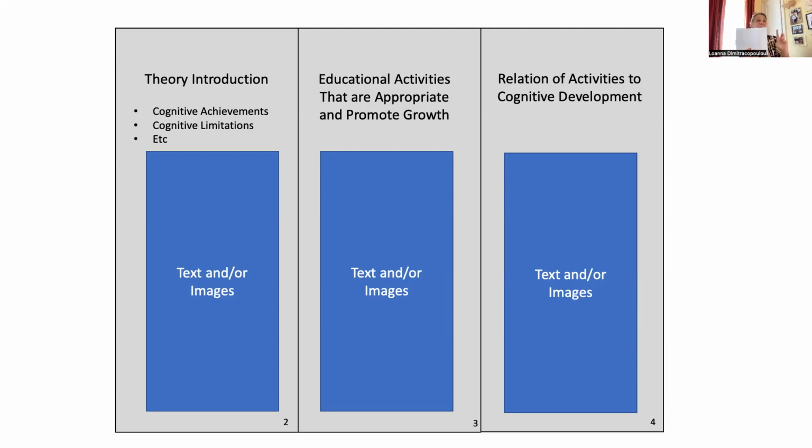And page number 4, this page here, you'll need to write to explain those activities in relation to the general theory of cognitive development. So that's how you will create your brochure.